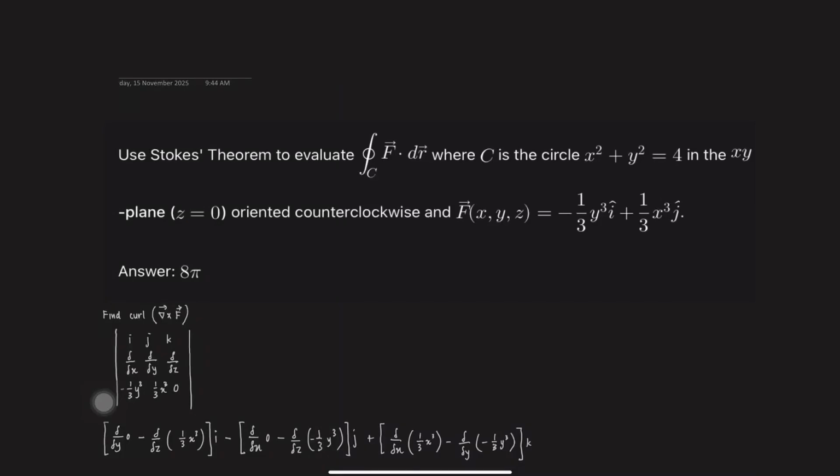Assalamualaikum. So in this video, I will show you how to solve this example 1 using Stokes' theorem to evaluate the circulation integral of vector field F dot dr, where C is the circle defined by x squared plus y squared equal to 4 in the xy plane, which is z equal to 0, oriented counterclockwise, and vector field F equals negative 1 over 3 y cubed i plus 1 over 3 x cubed j. So the correct answer, as we can see over here, is 8 pi. So let's prove it.